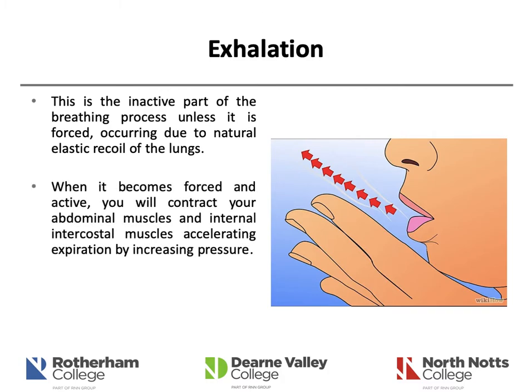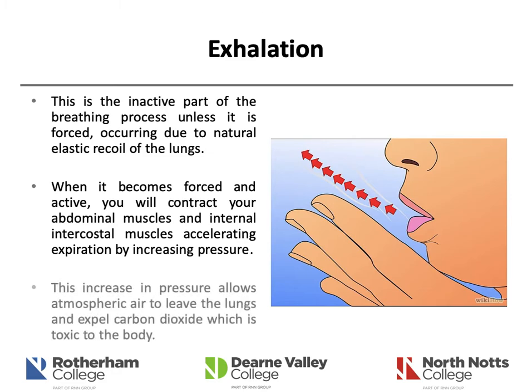When it becomes forced and active, you will use extra or additional muscles to contract. For example, your abdominal muscles and your internal intercostals will accelerate expiration by increasing pressure. By doing that, it forces the air outwards to expel what we think is the waste, such as carbon dioxide and other toxins in the body.